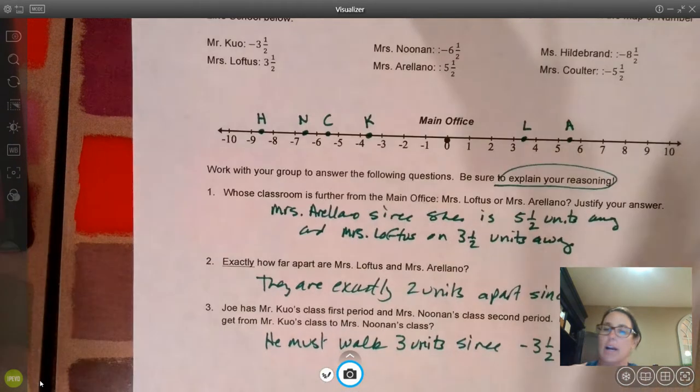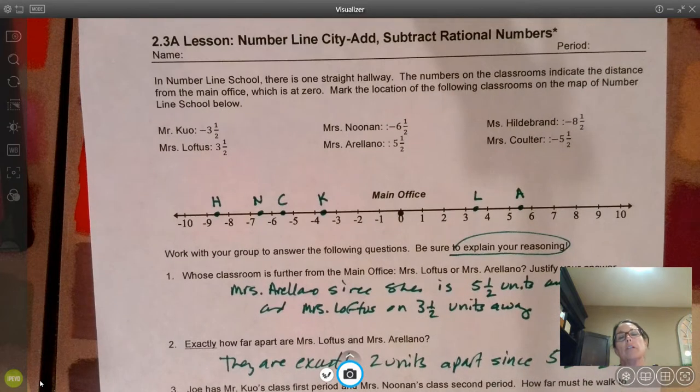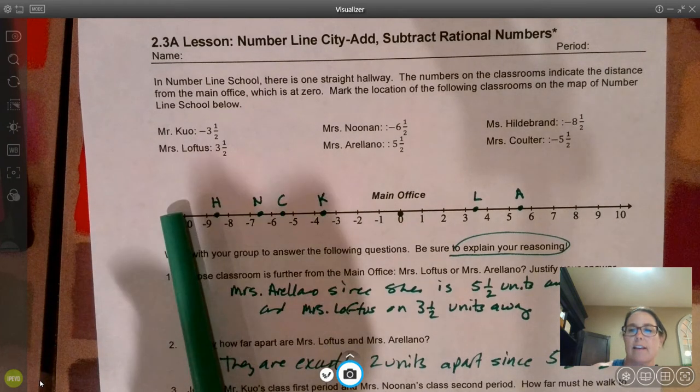All right, this is just an introduction of operations with fractions. It gets much fancier from here. Okay, thanks, guys.